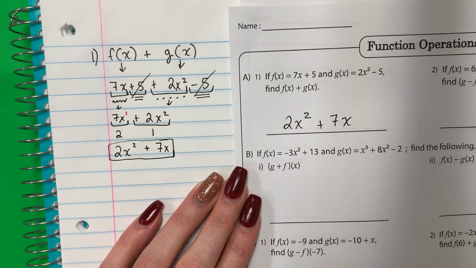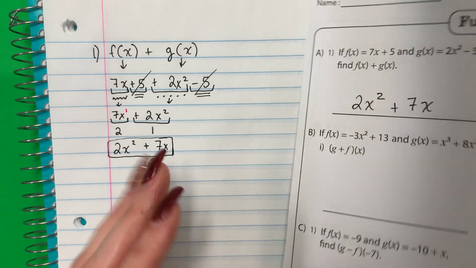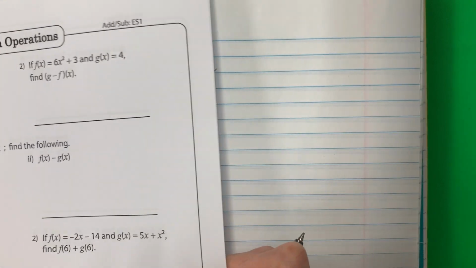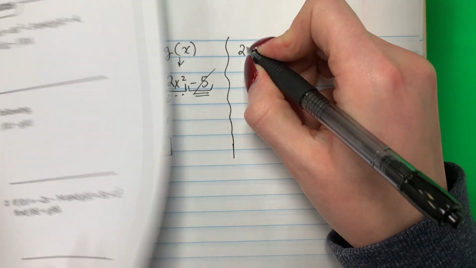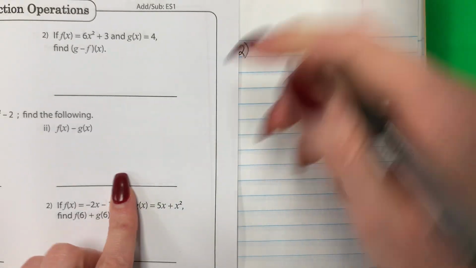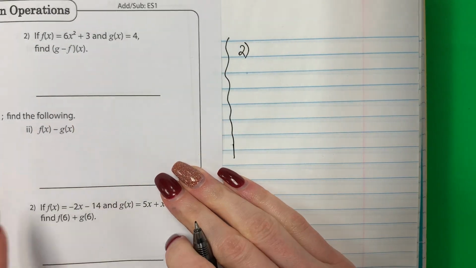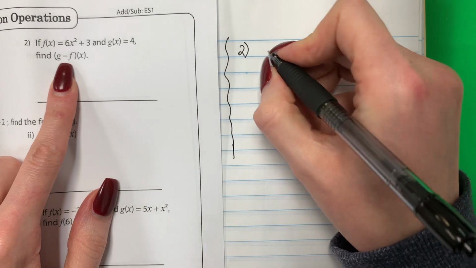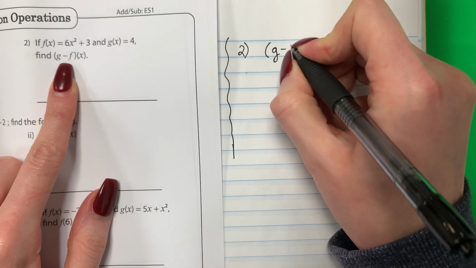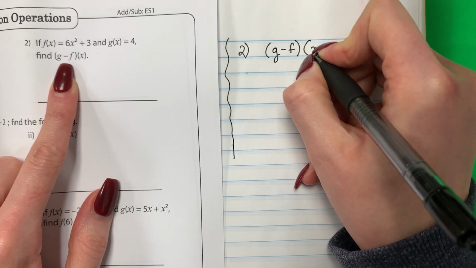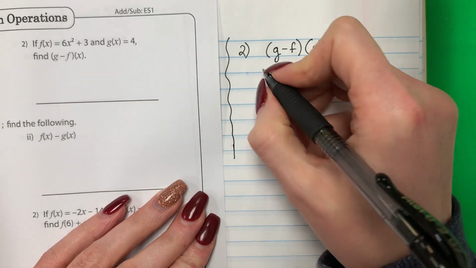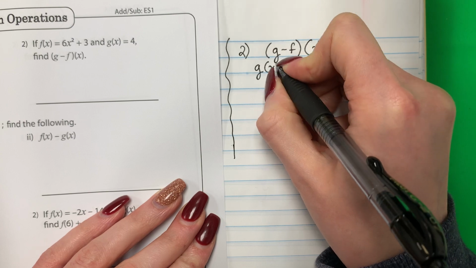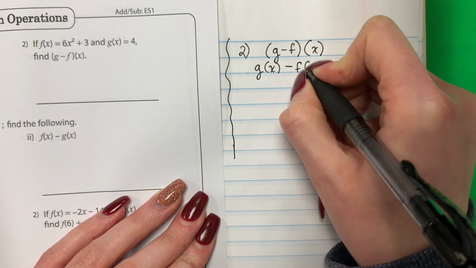Let's go ahead and do question 2 now. Ahora la pregunta 2. Okay, I'll do that right over here. Okay, so for this one, I have, let's see, so g minus f of x. So what does this mean? ¿Qué significa eso? Well, this means g of x minus f of x, okay?